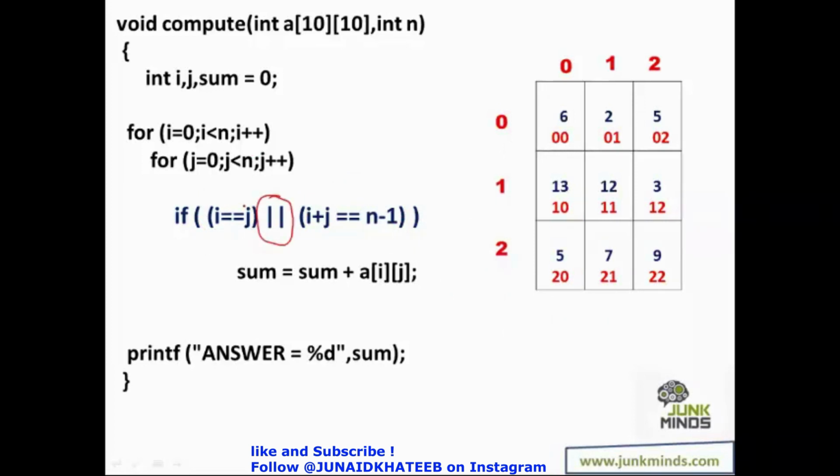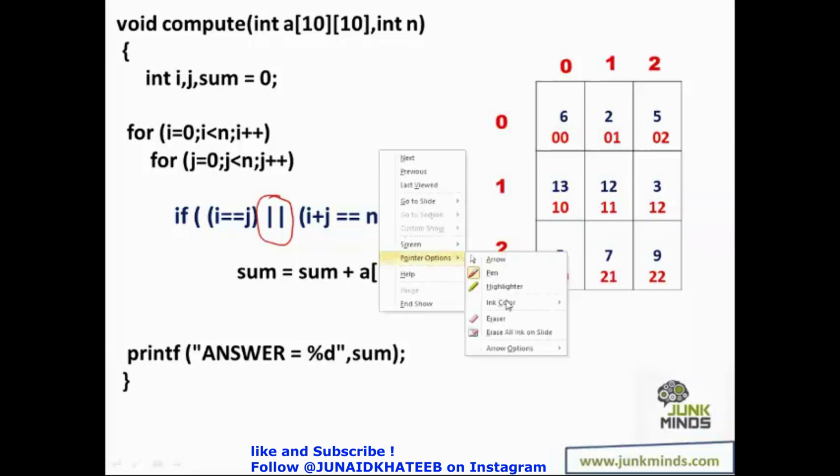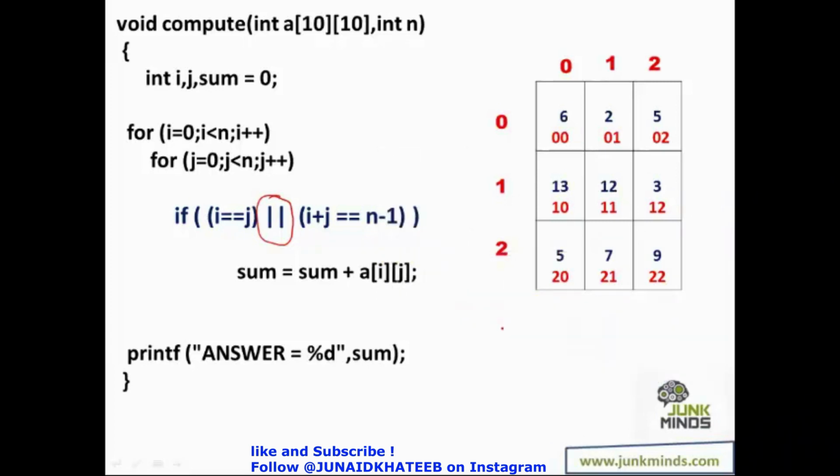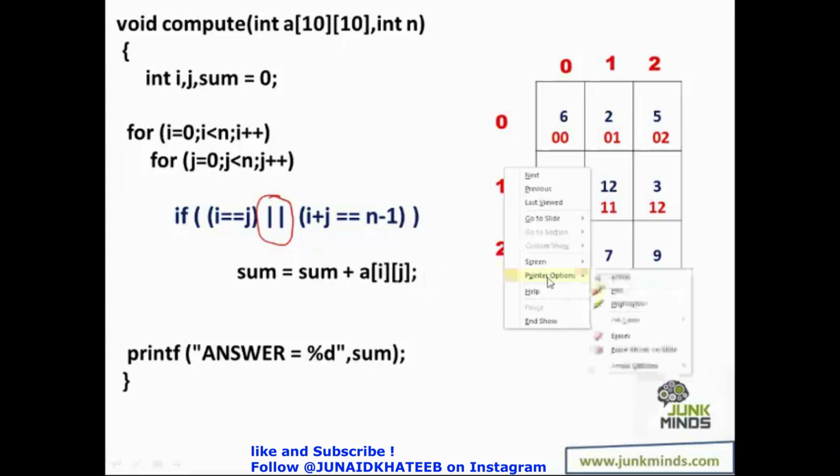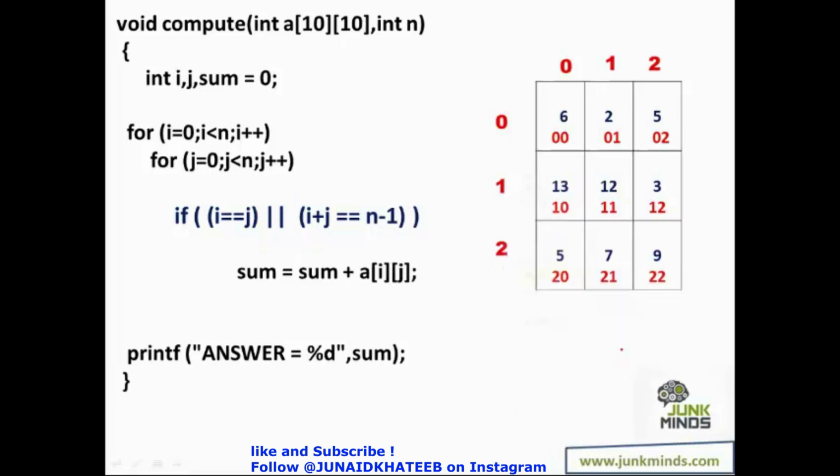What's a logical OR operator? I have two conditions over here. Even if one of the conditions is true, it will go ahead and execute the statement. Is this understood? It's a logical OR operator. Now with this matrix that you see on your screen, I'll execute this example for a couple of values at least.